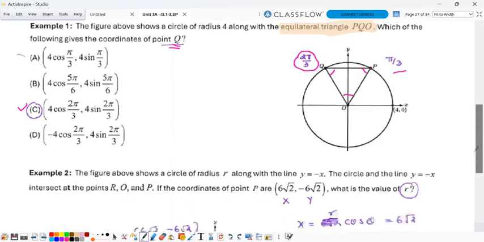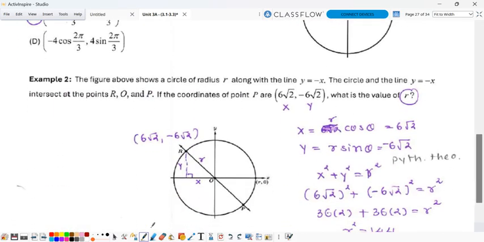Now let's take a look at another question, which is not multiple choice. You have to get the answer. The figure here shows a circle with a radius r, and you are given two coordinates, 6 root 2 and negative 6 root 2. First thing we understand is that these two numbers are the same, which is right in the middle, 45 degrees, which is 3 pi over 4. Now they are not asking for the angle here. They are asking for the value of r, the radius.